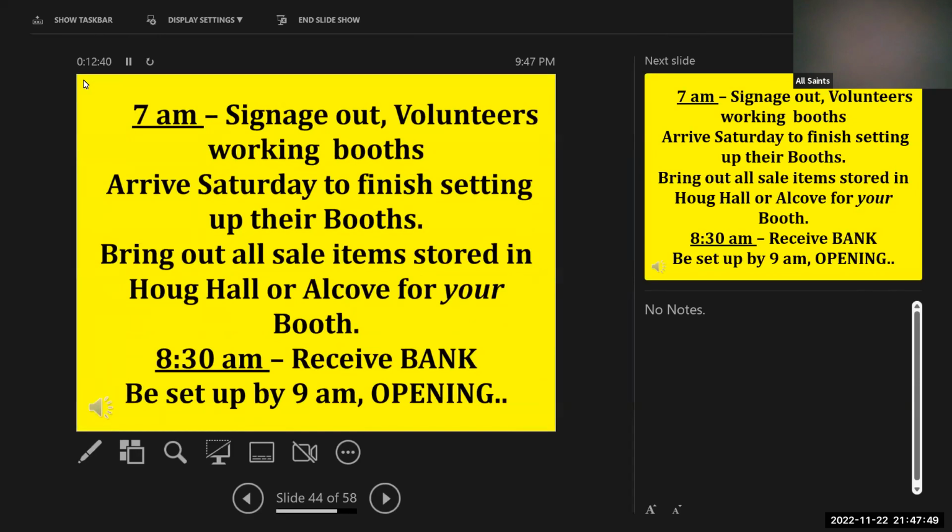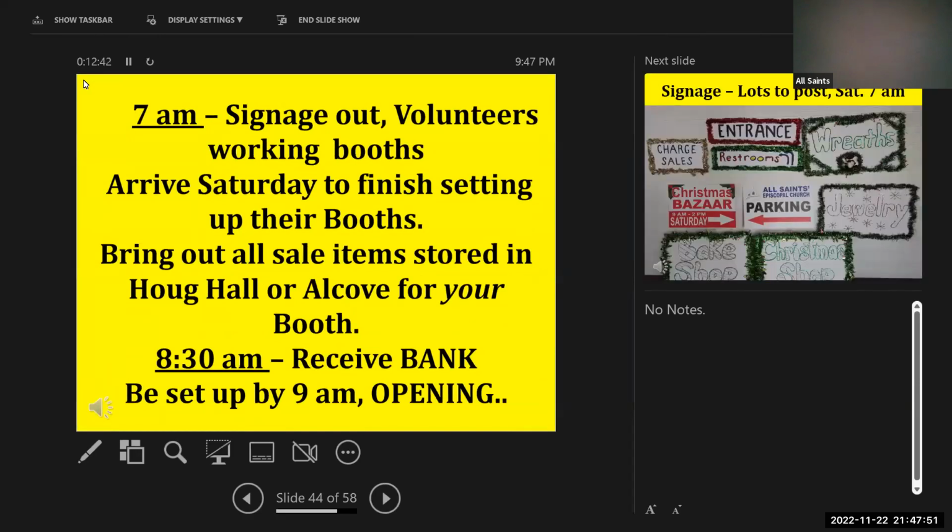At 7 o'clock, the other signage can go out. That's stuff like this. Well, I think I have a picture of it. We have a sign that says Christmas shop, one that says jewelry, one that says wreath, so that's going to go out also on Saturday morning at 7 o'clock.